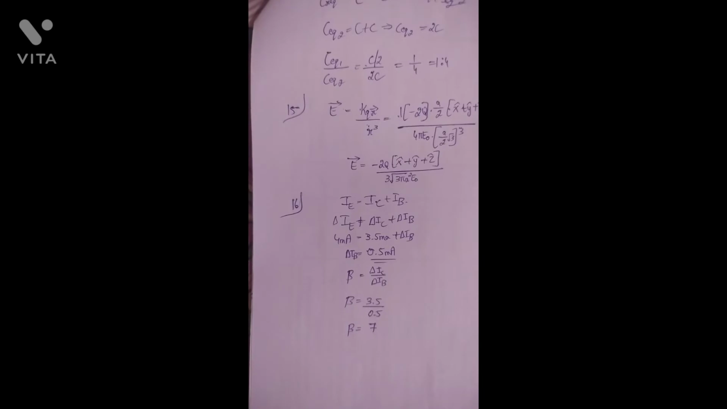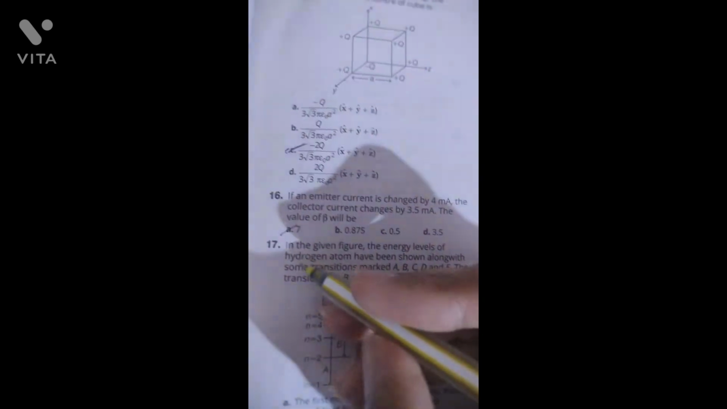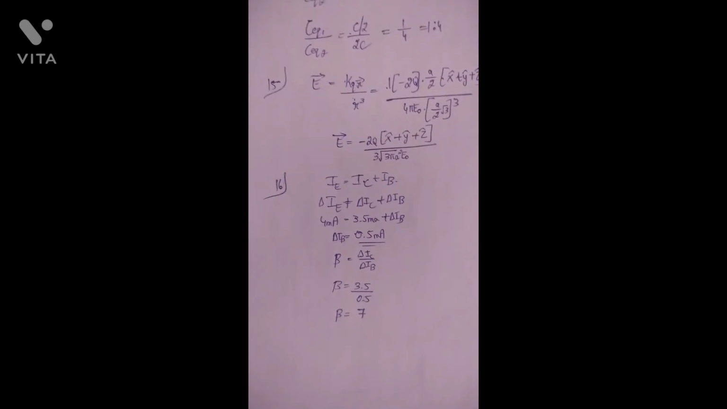So let us come to the options now. In question number 16, the value we got is 7, so the value of beta will be 7. So the first option is the correct one for question number 16. So this is how I'll solve question number 16, then we'll go to our next question.